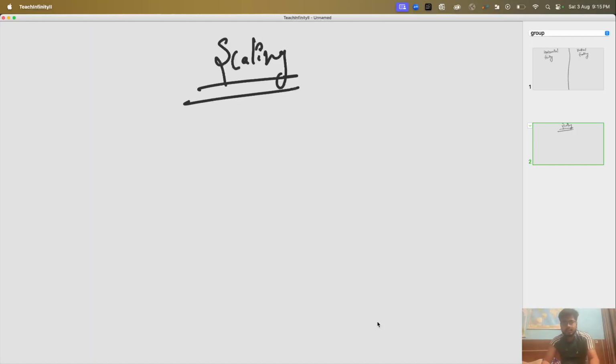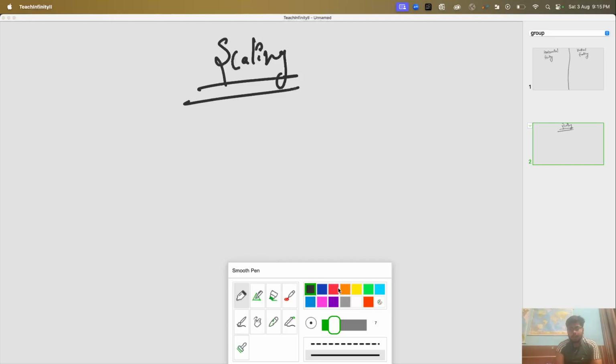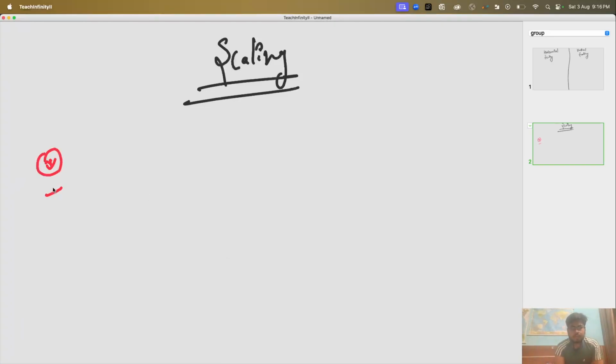Today we will discuss one of the most important topics of system design, that is scaling. First we will understand what scaling is and why we should learn it. So the first point that we need to understand is what scaling is.